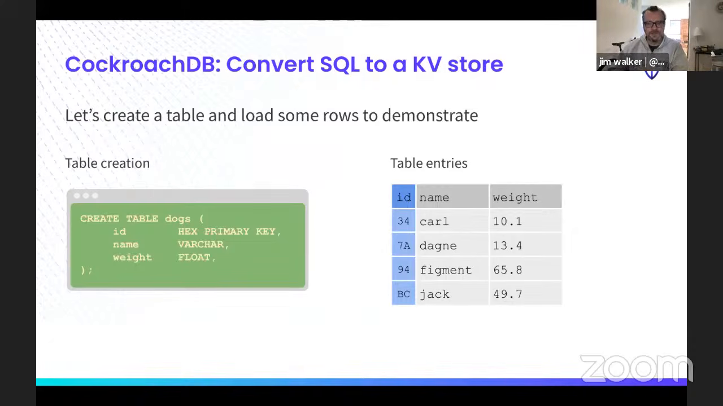So let's create a table. Let's load some rows to demonstrate this. So here we are. We're going to create this dogs table. It's going to have 3 columns: ID, name, and weight. And there's some entries over on the right-hand side. The key being the ID, so 34, 78, 94, and BC.